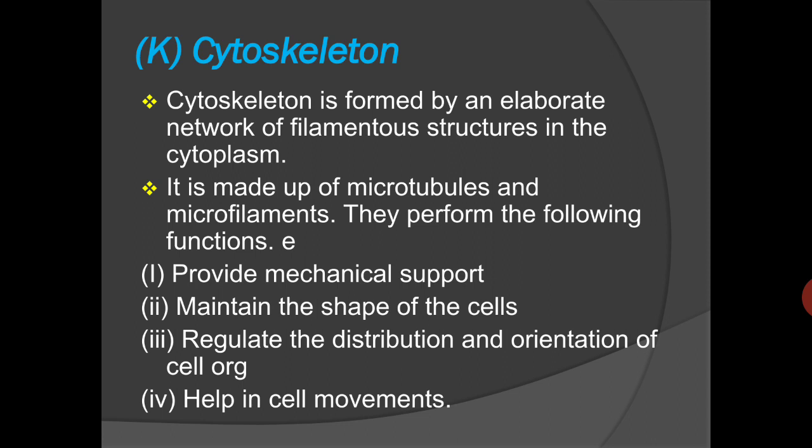Cytoskeleton is also found in the cytoplasm, and it is formed by an elaborate network of filamentous structures. It is made up of microtubules and microfilaments, and because it provides mechanical support, it is responsible for making the definite shape and structure. It maintains the shape of the cell, regulates the distribution and orientation of the cellular organelles, and lastly it is helpful in cell movement.